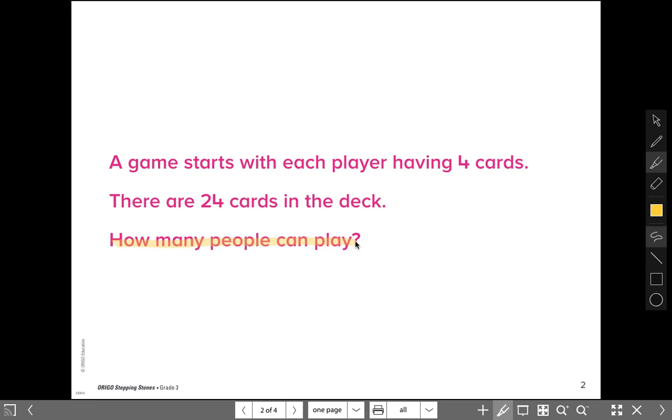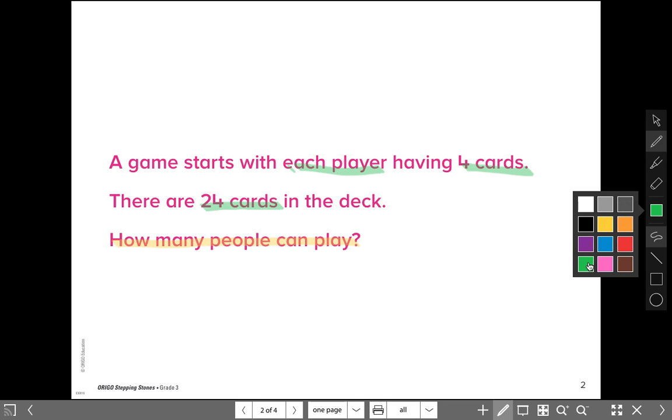Vanessa. Okay, each player has to have 4 cards, right? Each player, 4 cards. How many cards do I have in total, Gabriel? 24. Good job. There are 24 cards in the deck. Now, if I'm just learning how to do this, I'm probably going to draw a picture, and I'm going to start drawing groups of 4, because each player has 4 cards, right?